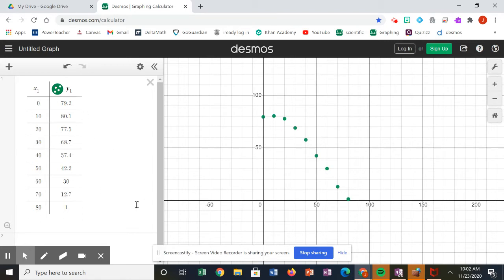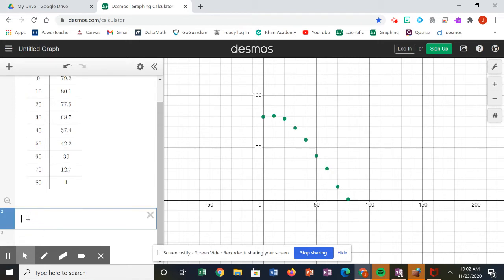And now the second thing I'm going to do is find my line of best fit. So I'm going to click here. You can see I've got this second line to type in. And we want our line of best fit as a linear equation. And linear equations, remember, we write them in the form y equals mx plus b.